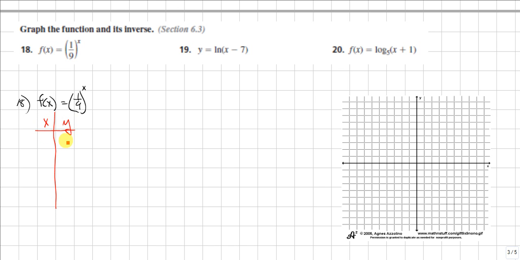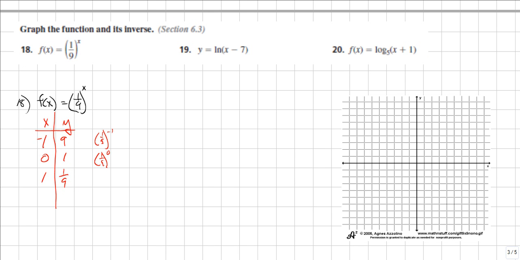I'm going to pick a -1 for x. I'll pick a 0 for x, and I'm going to pick a 1 for x. And for an exponential, I am going to pick the x and get the y, just like always. So what I'm going to have here is 1/9 to the -1. Well, that's going to flip the 9 up to a numerator, so I'm going to have 9. And then for 0, I'm going to have 1/9 to the 0. That's going to be 1. And when I have 1/9 to the first power, that's simply going to be 1/9.